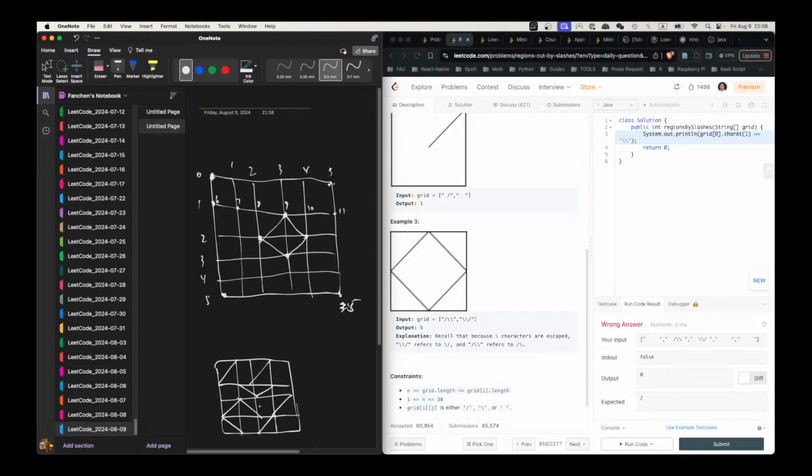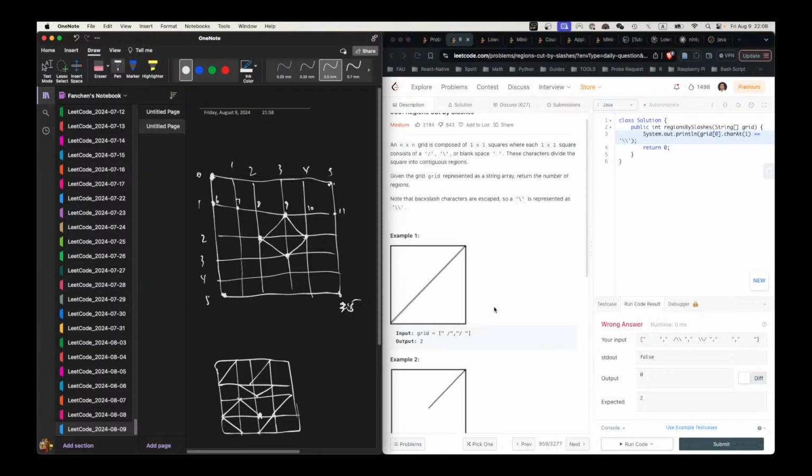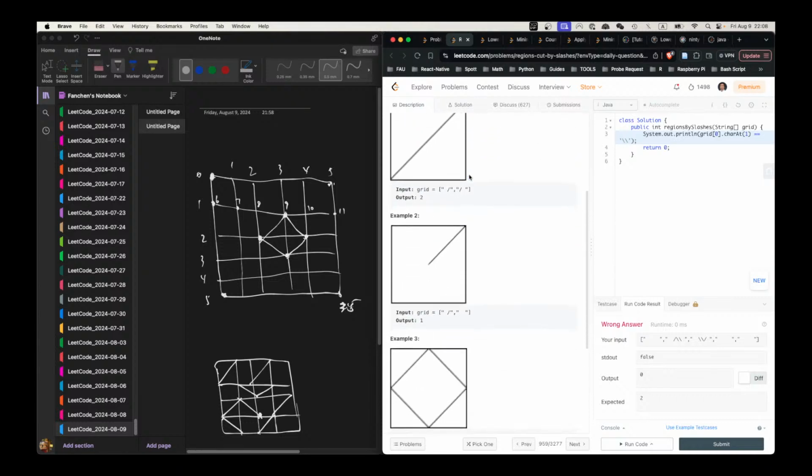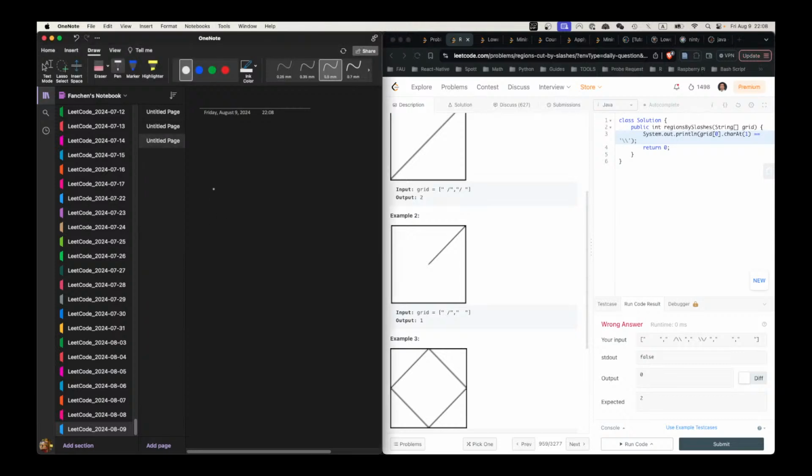And in fact, if we have this, how many regions do we have? Exactly. If we have this, how many regions do we have? These characters divide the space into contiguous regions. Okay, let's give me one more example.